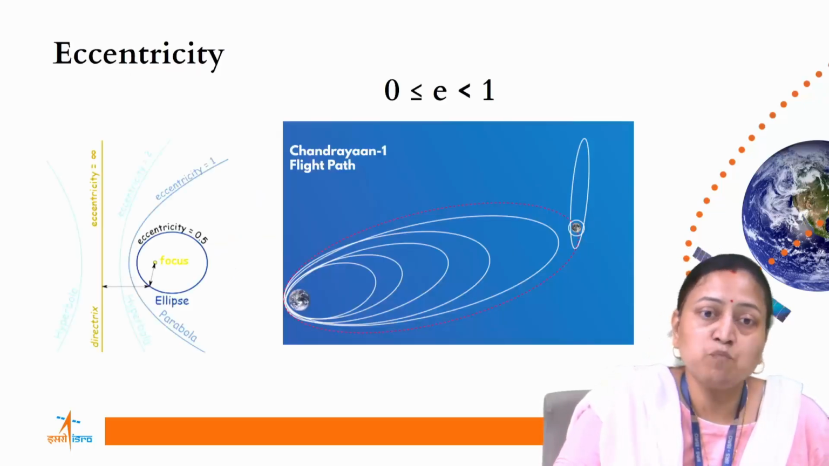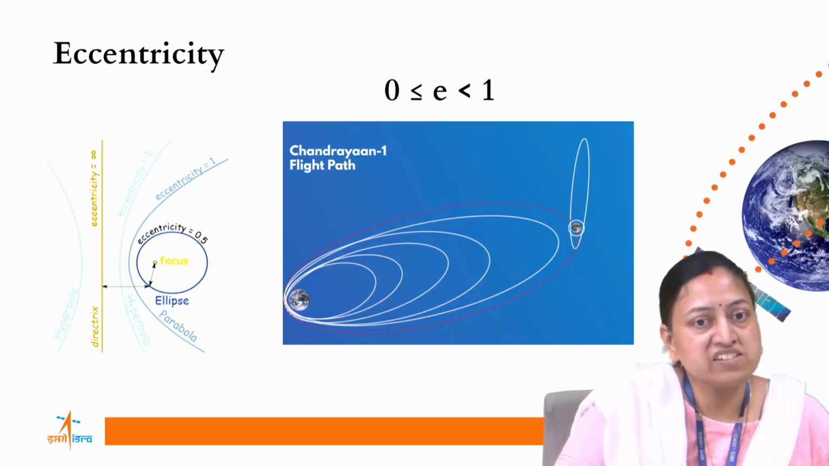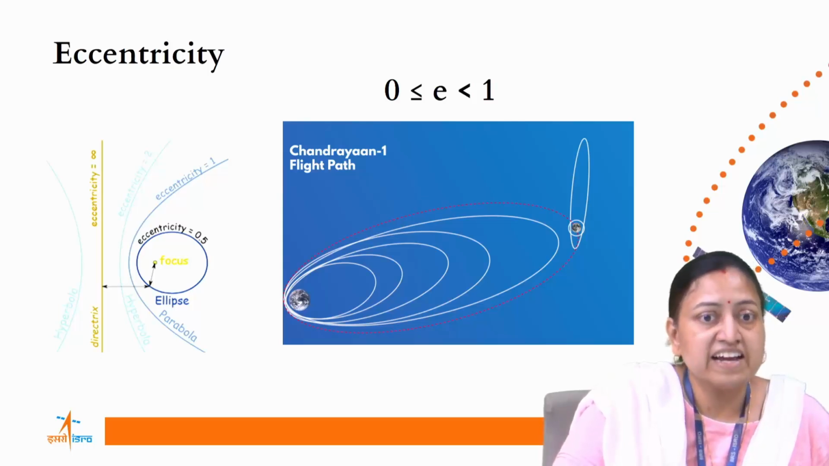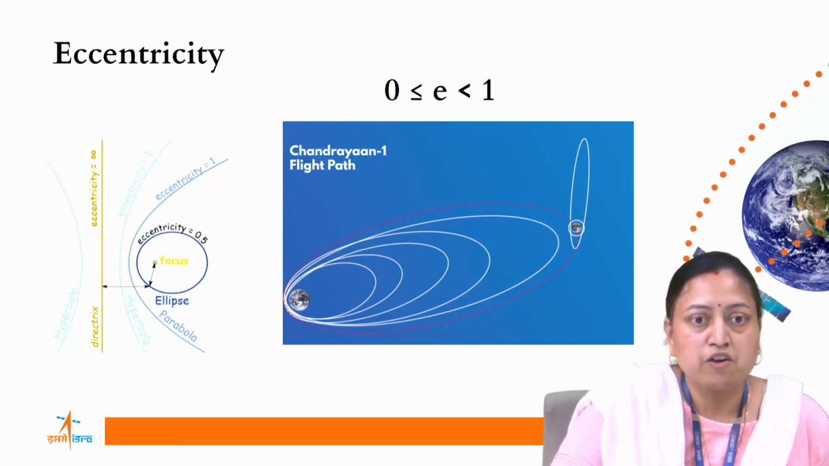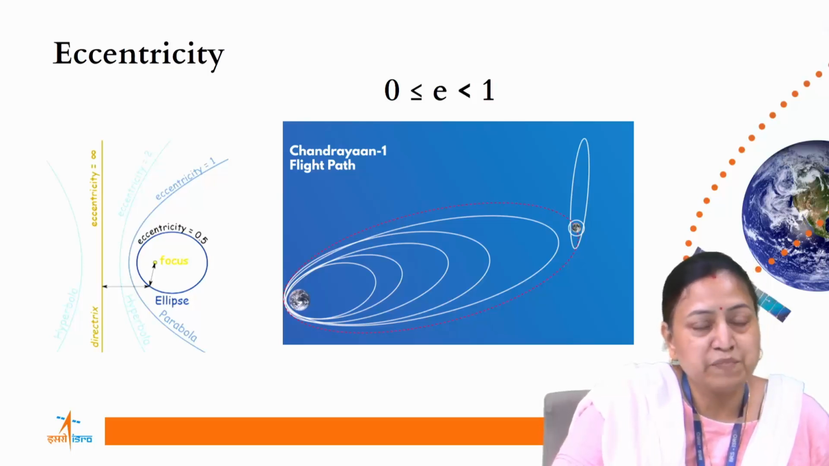The last and the most important term we have to be familiar with is eccentricity. The eccentricity of an astronomical orbit is a measure of its deviation from circularity. It is considered that a circle is an ellipse with eccentricity equal to 0. When the value of e increases, the shape of the circle changes and at e equal to 1 it becomes a parabola. Therefore, an ellipse is defined to have eccentricity in the range of 0 to 1.